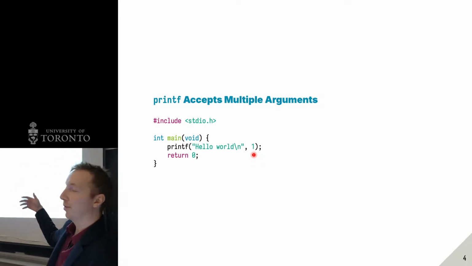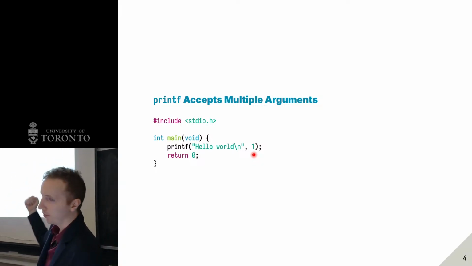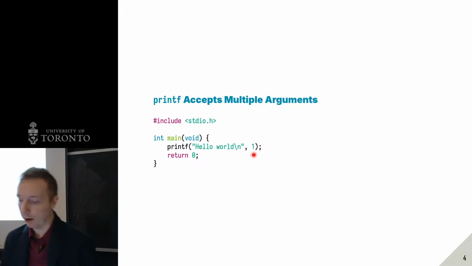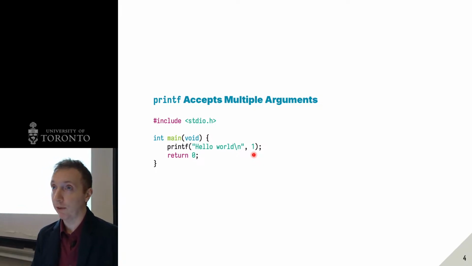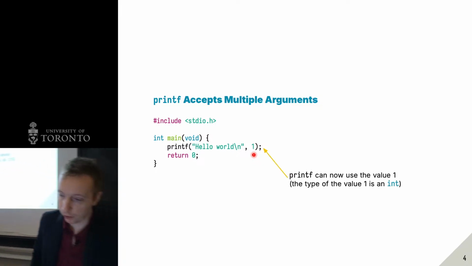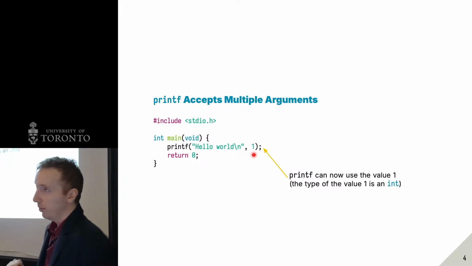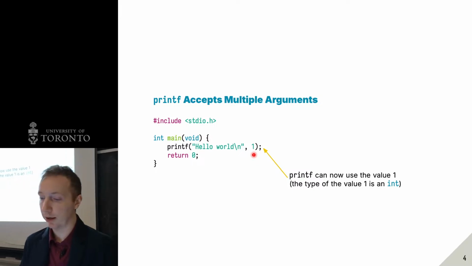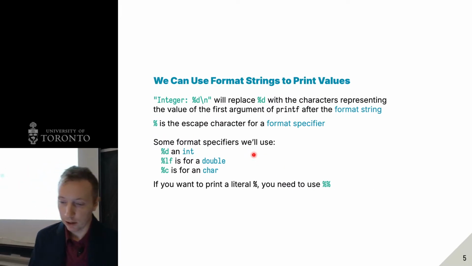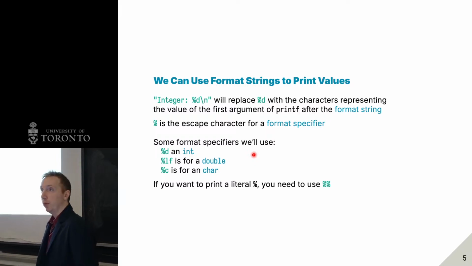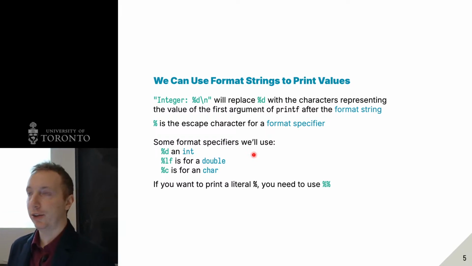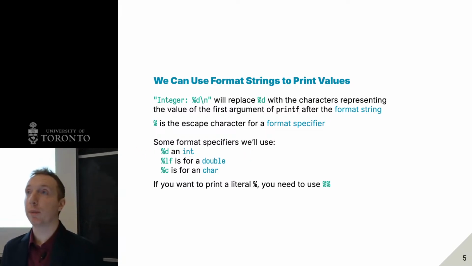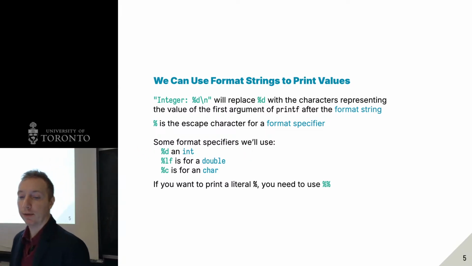In this case, it will still print hello world. It kind of ignores that 1, but today we'll see how to actually tell C to use that 1 so that we can actually see that value as well. So technically when we do this, printf can now use that value 1. Again, like I said, that value 1, the type is an integer. So to use or to actually get C to use that value in the output, we can use something called a format string in order to print the values.